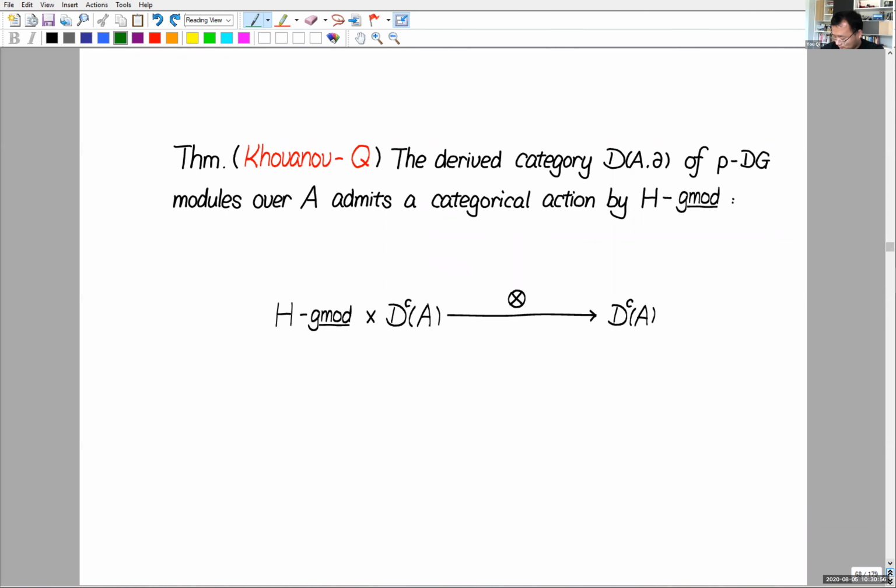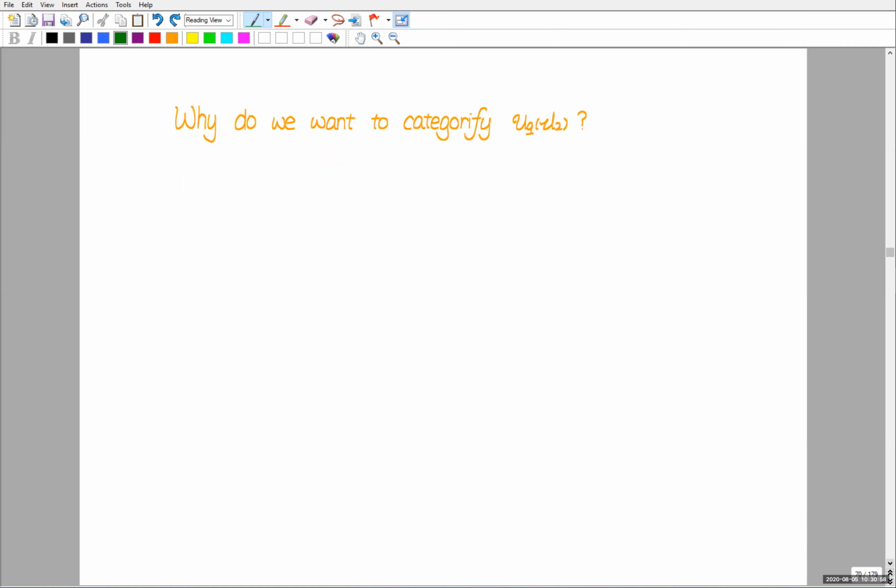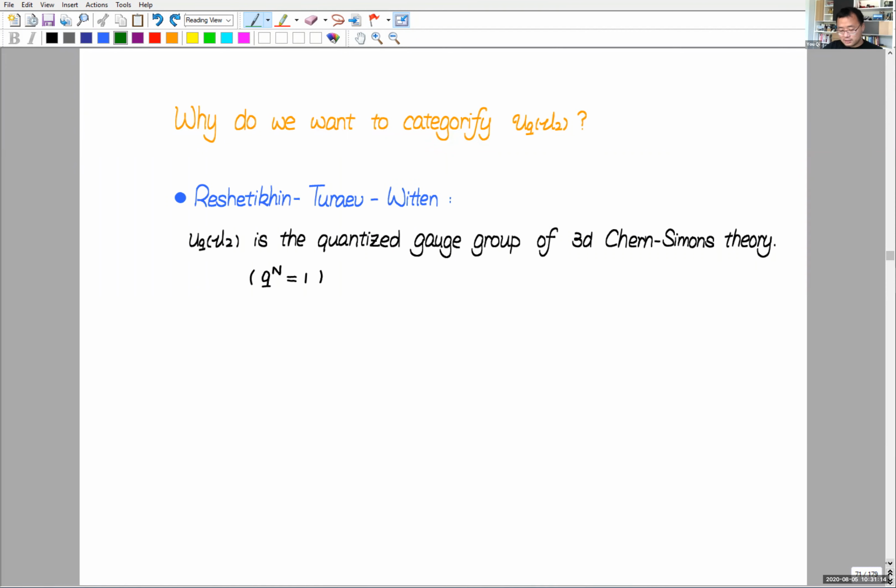All right. So now let's move on towards a first candidate for categorification of algebras. Of great interest to us is U_q(SO2), the quantum group SO2 at a pth root of unity. Why we want to do this is, as we said in the first lecture, that the quantum group appears in Witten's Reshetikhin-Turaev 3D TQFT as the quantized gauge group of so-called 3D Chern-Simons theory.